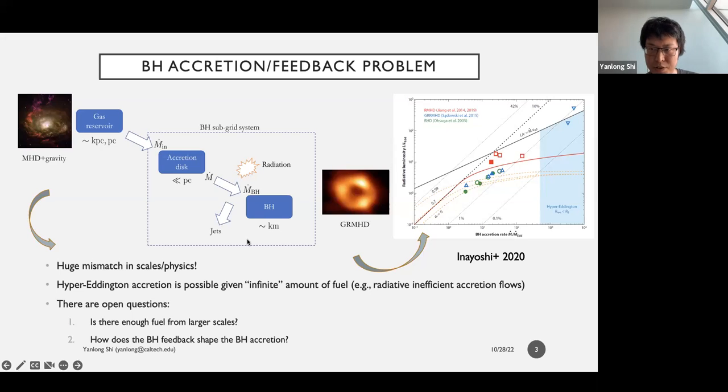But these simulations typically assume an infinite amount of fuel from the boundary condition, which is the necessary condition for Hyper-Eddington accretion. But that is probably not true in a more realistic environment, because the realistic ISM is always very turbulent. So there are two questions. The first one is whether there is enough fuel from larger scales to support super-Eddington accretion. And the second question is, what is the effect of black hole feedback?